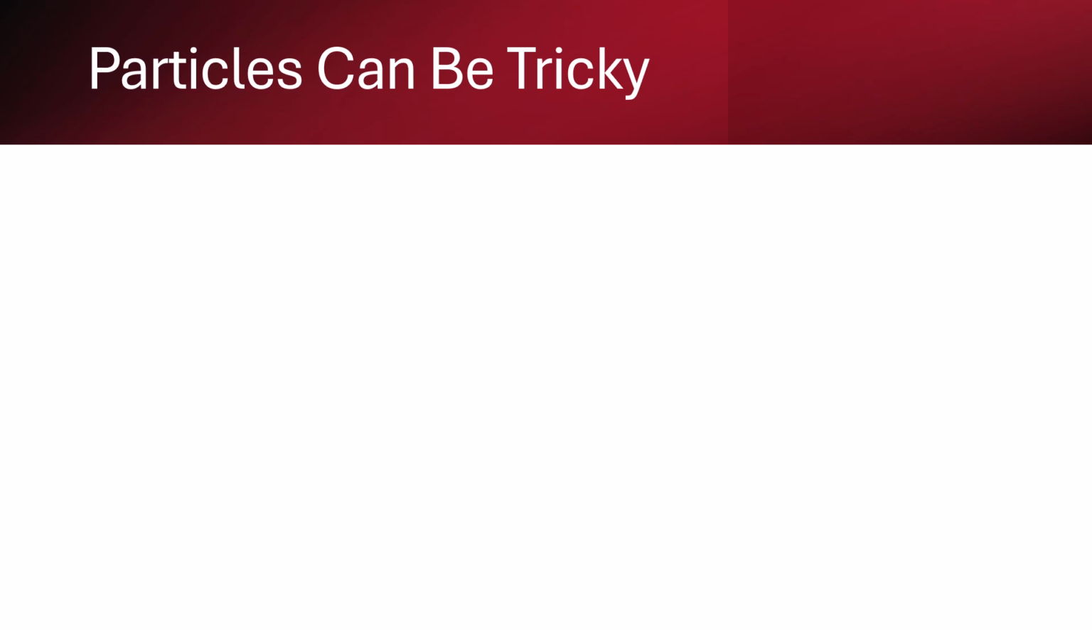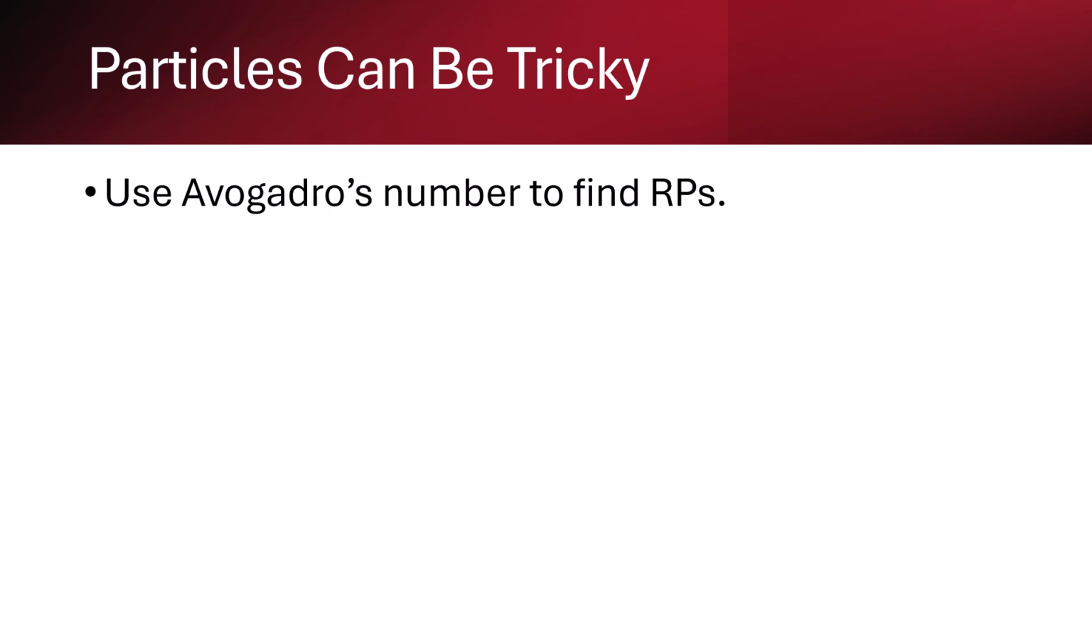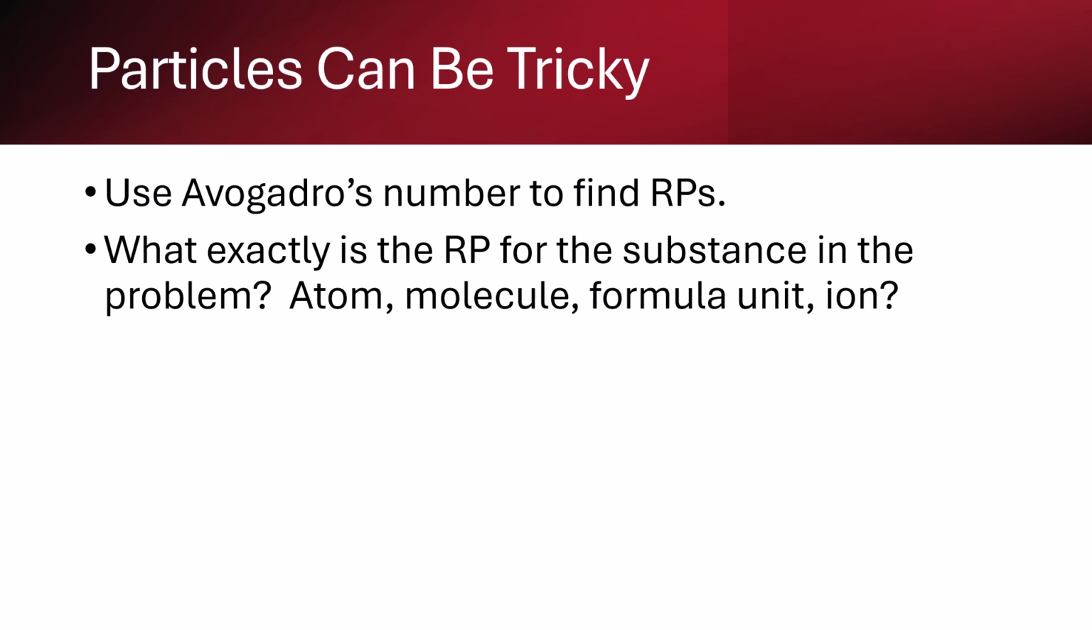All right, so just to review what I was just hitting on, particles can be tricky. So we need to use Avogadro's number always to find the representative particles. Even if I have to do that extra step, we still need to figure out what the representative particles are, whether that be ions or atoms, if it's a pure element, or compounds or molecules. So we need to find the representative particles first, and then if we have to do one additional step, we can, but we can't forget that first step. What exactly is the representative particle for the substance in the problem?